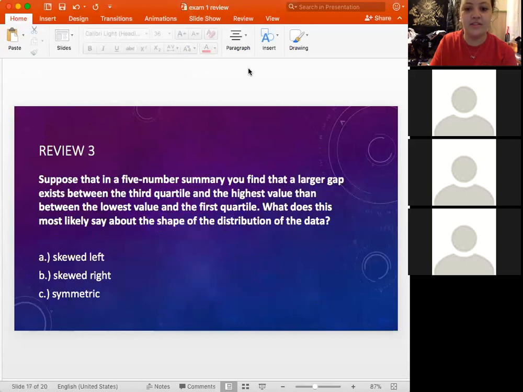All right. Let's try this one. Suppose that in a five-number summary, you find that a larger gap exists between the third quartile and the highest value than between the lowest value and the first quartile. What does this most likely say about the shape of the distribution of the data? Let me know what you think, and we will go over it together.